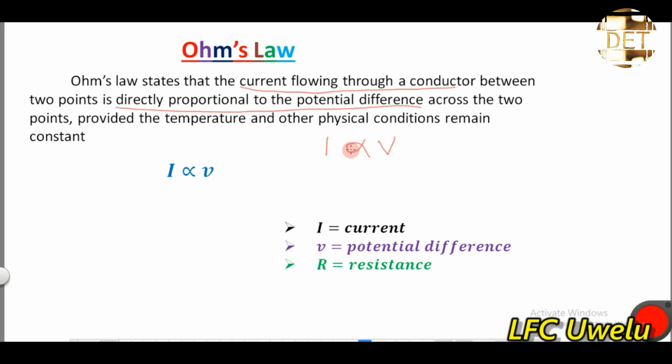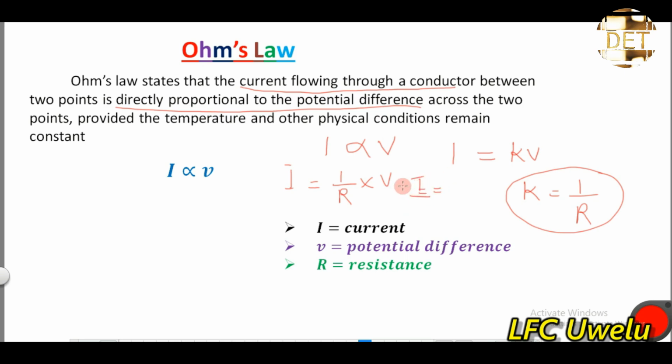So to remove this sign of proportionality, what we'll do is bring in a constant. So my I, electric current, will be equal to kV, where K, which is the constant, is equal to 1 all over R. So this is the value for K. If K is equal to 1 all over R, that means my I is equal to 1 all over R, which is this K, times V. So 1 times V will give us V. So this will give us I is equal to V all over R.